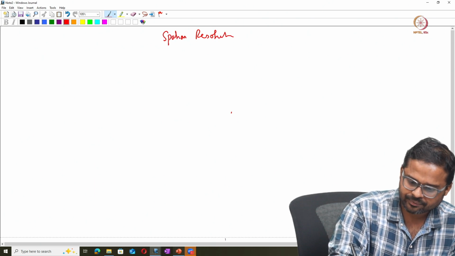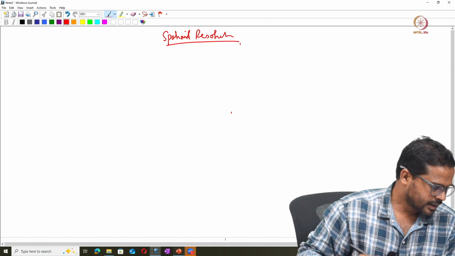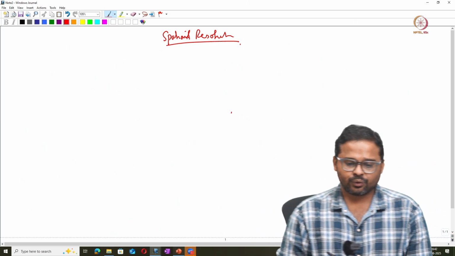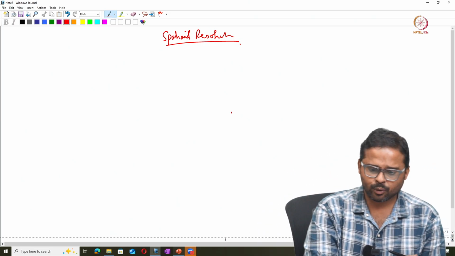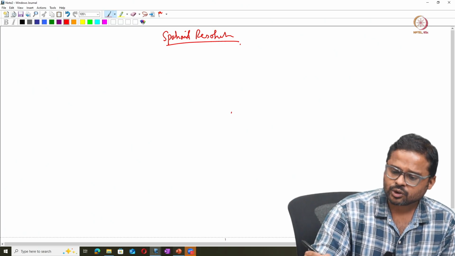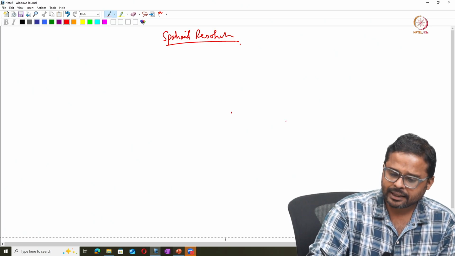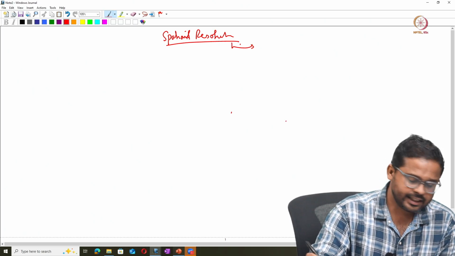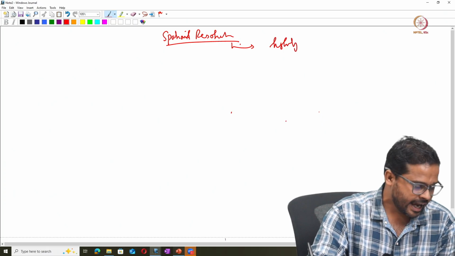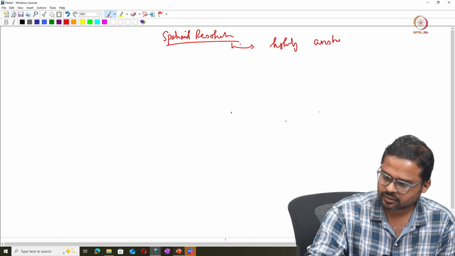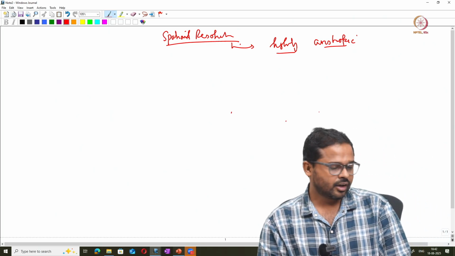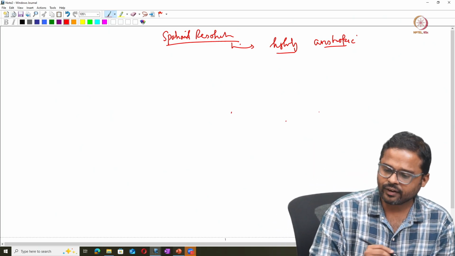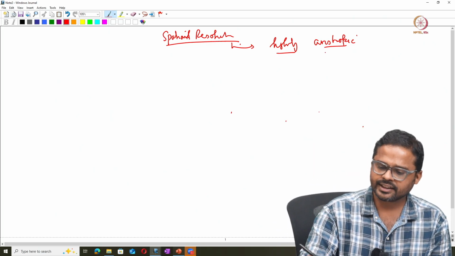Spatial resolution. So in the reconstruction, in the atom probe or the FDM, the spatial resolution is usually highly anisotropic. It's highly anisotropic. So in the Z direction, why is it highly anisotropic? We will discuss this.